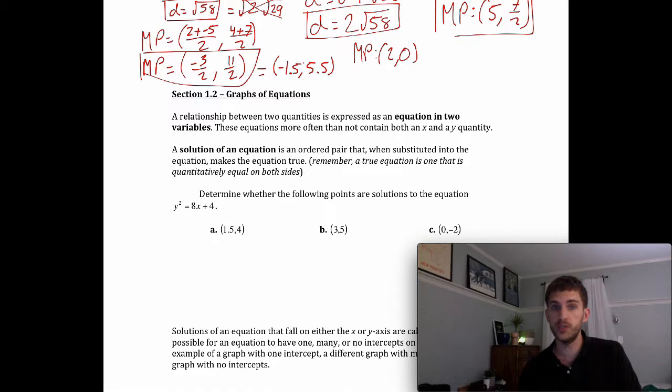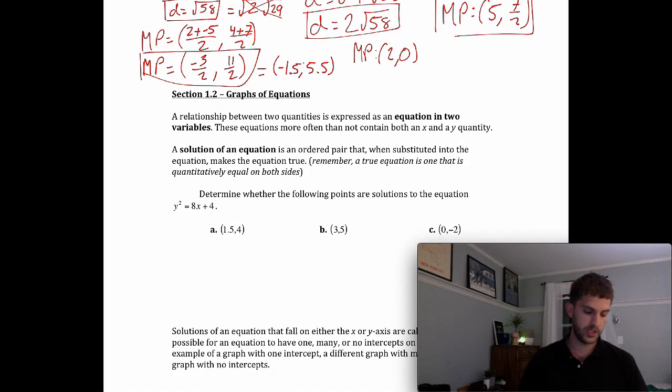A solution to an equation is an ordered pair that, when you substitute it into that equation, makes it true. Now remember, a true equation is one that is quantitatively equal on both sides. So when you simplify them down to the simplest number, they have to be the same on both sides. We're asked to determine whether the following points are solutions to the equation.